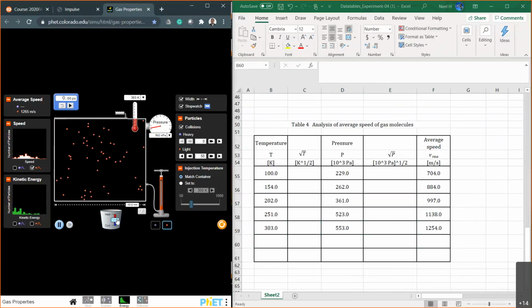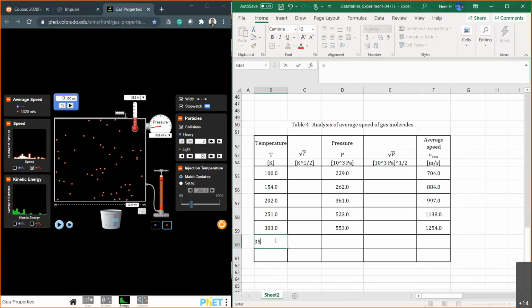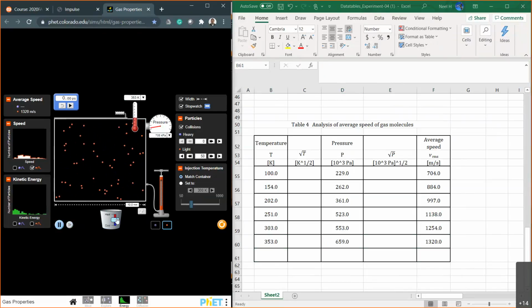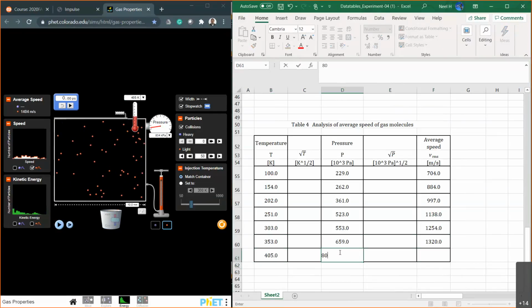Play the simulator, another 50 Kelvin. 353. Pressure is about 659. And the average speed 1320. Another 50 Kelvin temperature increment. 405. Pressure is 804. Average speed is about 1404.